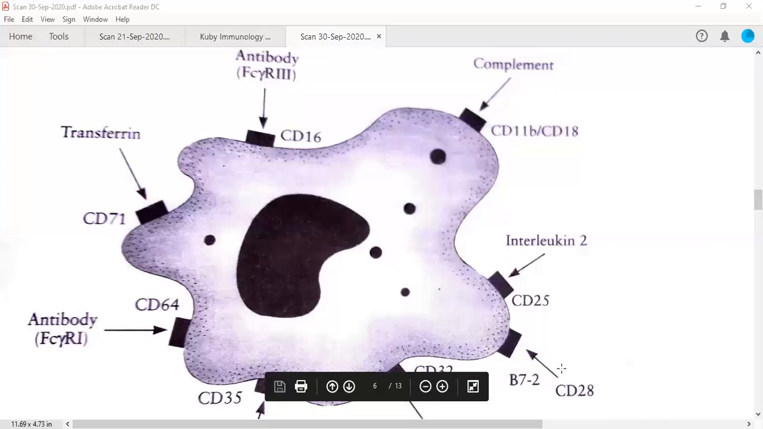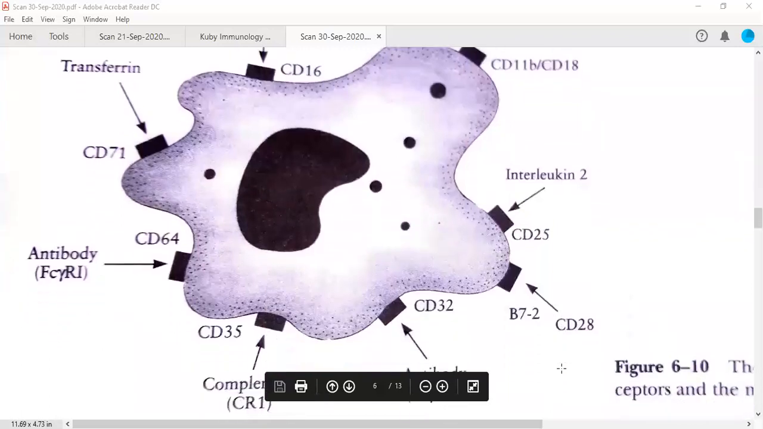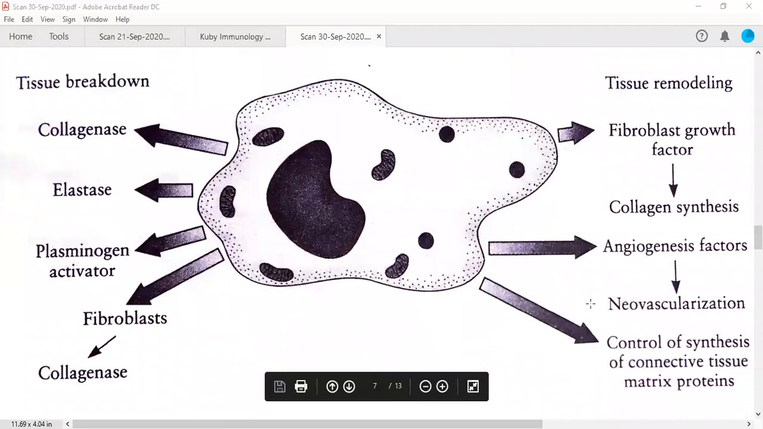Now, in the next diagram, we will discuss what major types of receptors are present over macrophages. Before that, there is a query actually.